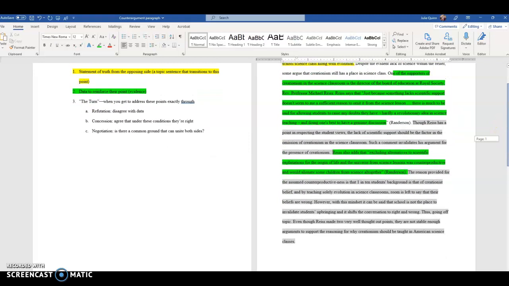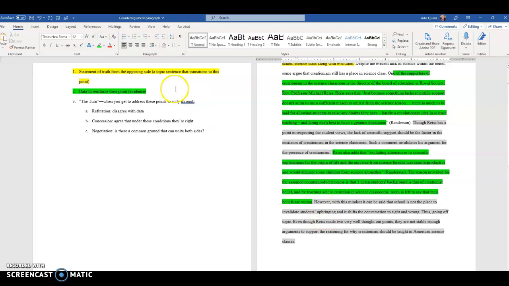The reason provided for the assumed counterproductiveness is that 1 in 10 students' background is that of creationist belief. And by teaching solely evolution in science classrooms, room is left to say that their beliefs are wrong. However, so it seems like this part right here is still the other position, and it's just a little bit of explaining it, unpacking it. I like this so far.